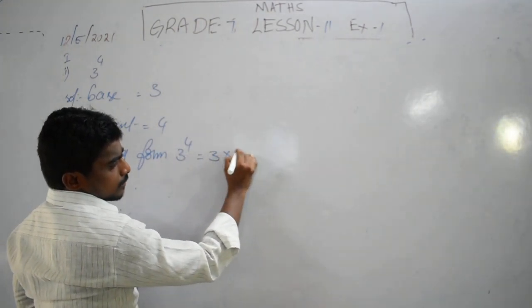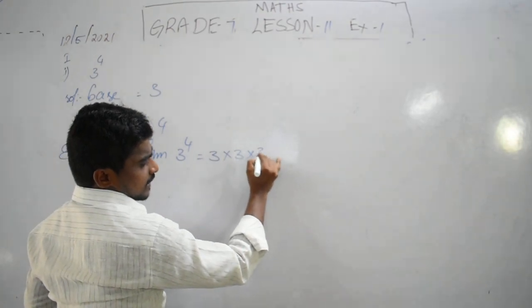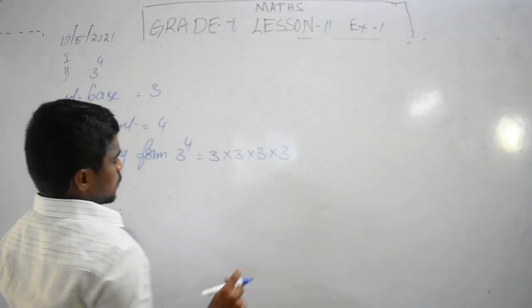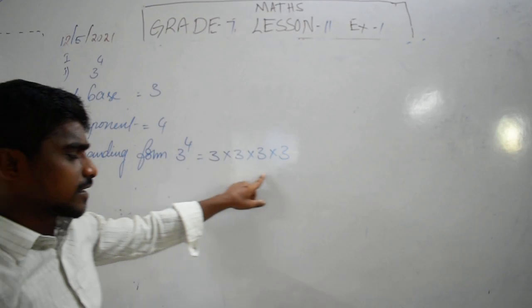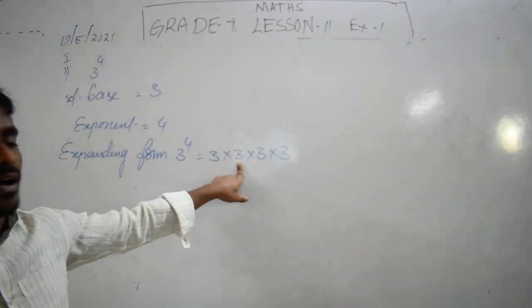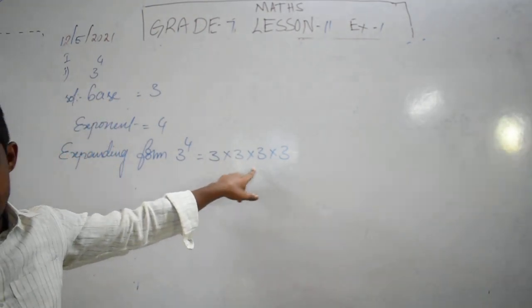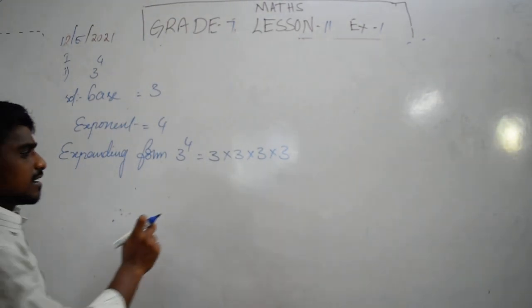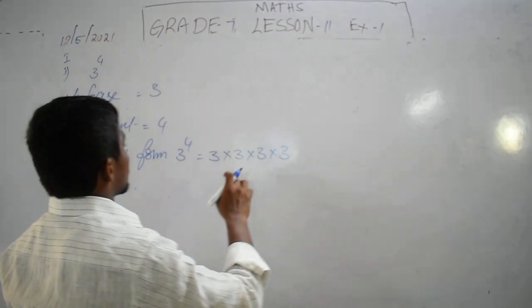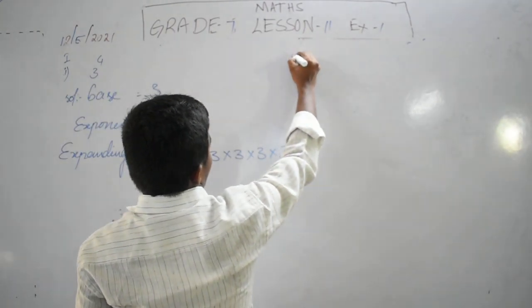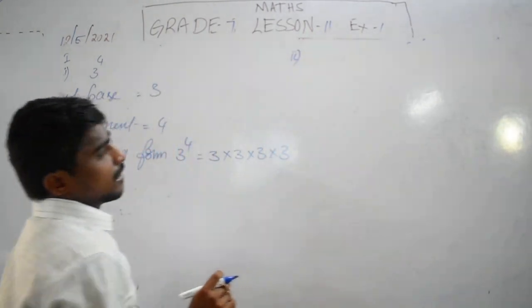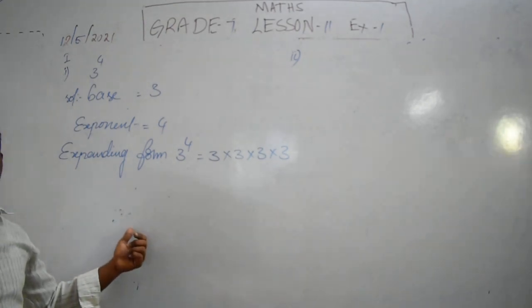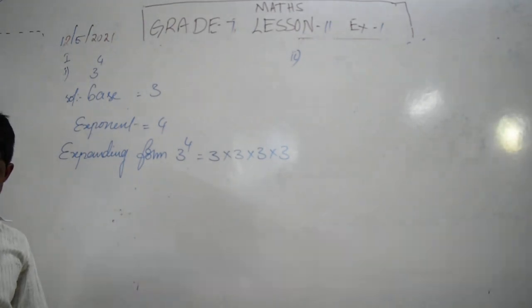So 1, 2, 3, 4. So 3 times we are multiplying. 3 3s are 9. 9 3s are 27. 27 3s are 81. Actually 81 is the value of 3 power 4. Now they are not asking the value, just the expanding form.